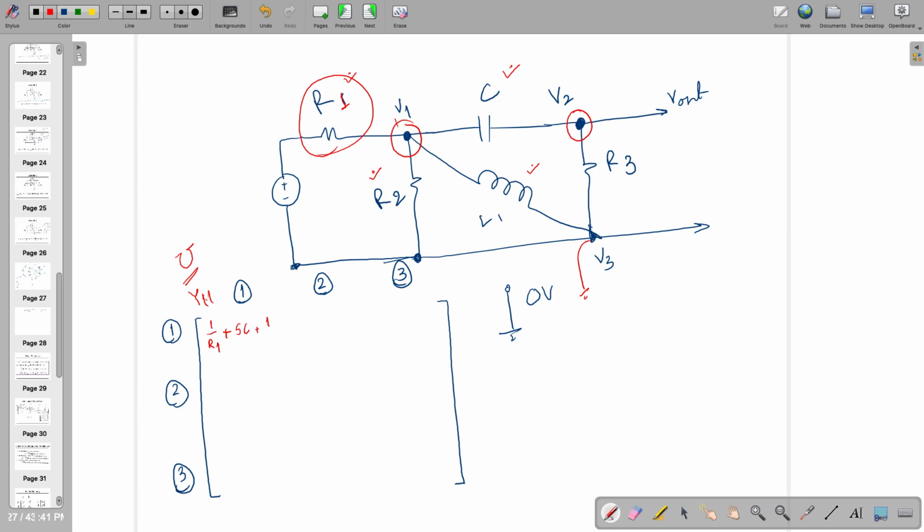Inductor 1 by SL1, right? Are you seeing anything else? Okay, one resistance is also left, right? We can write down this, there is no problem.